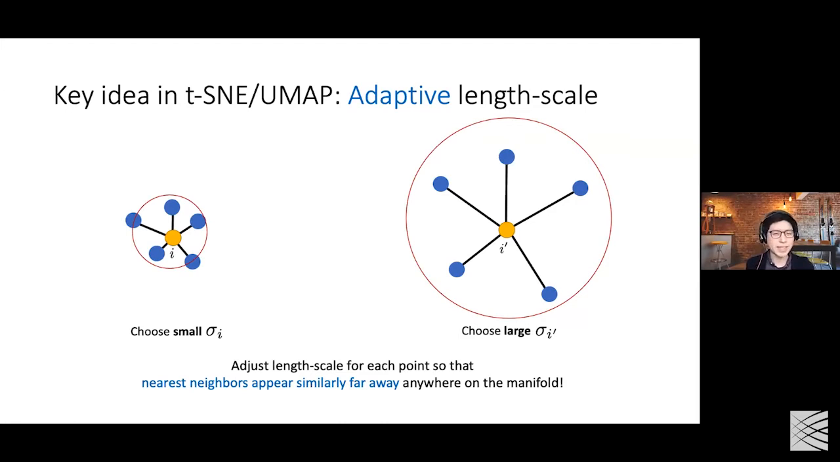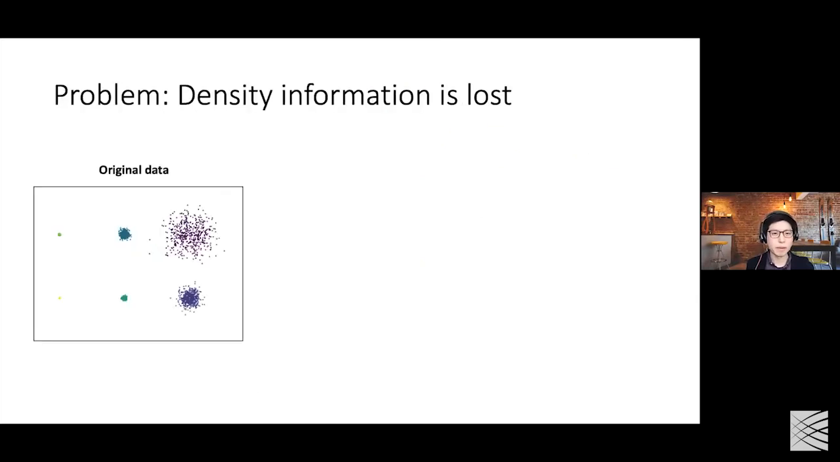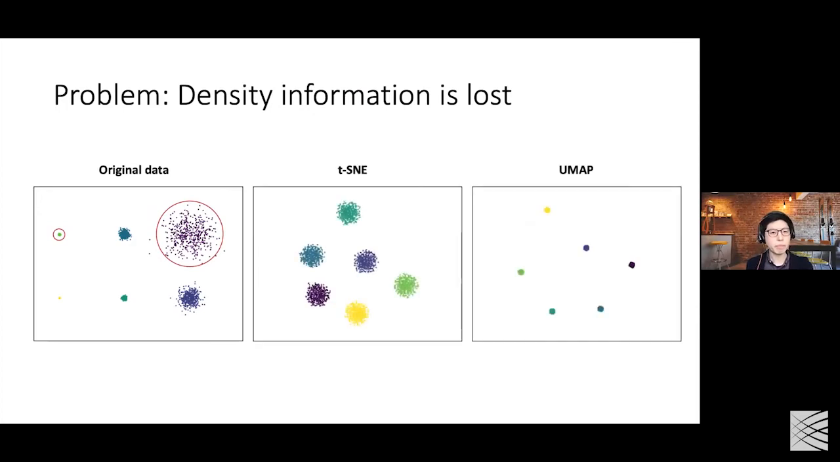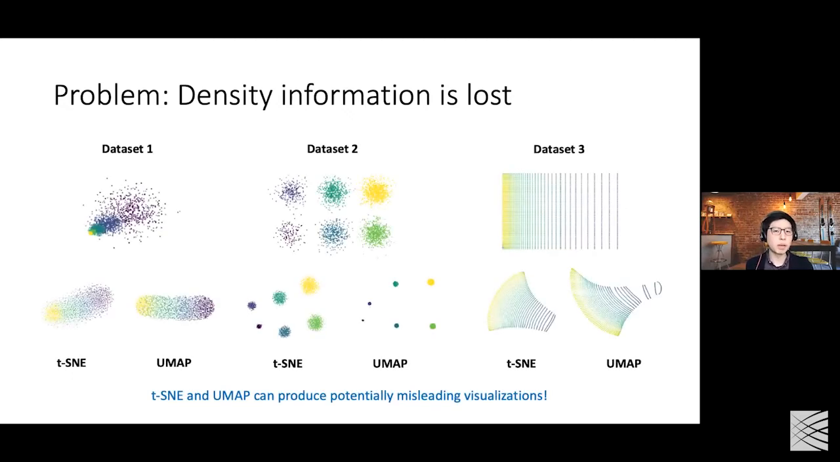However, there is an unfortunate side effect to this technique. The problem is that density information is now lost. Here I am showing you an example of 6 Gaussian point clouds with different variances, and each cloud contains the same number of data points. If we were to apply the adaptive length scale idea to this setting, then we would end up choosing a length scale for each cluster that roughly corresponds to the size of the cluster, which would make all of these appear roughly the same in size as a result. And this is indeed what we see if we apply t-SNE or UMAP to this dataset, as you can see in these plots. And in fact, this is a more general problem that shows up in a range of different settings.